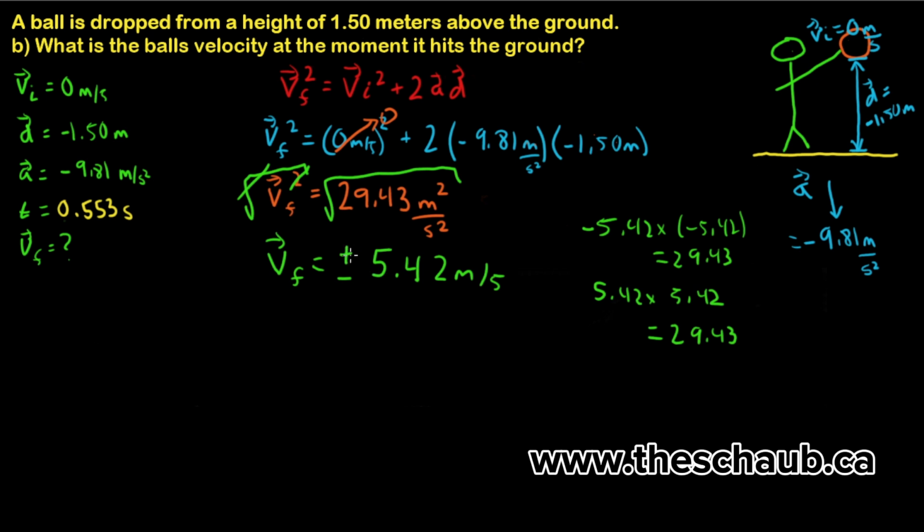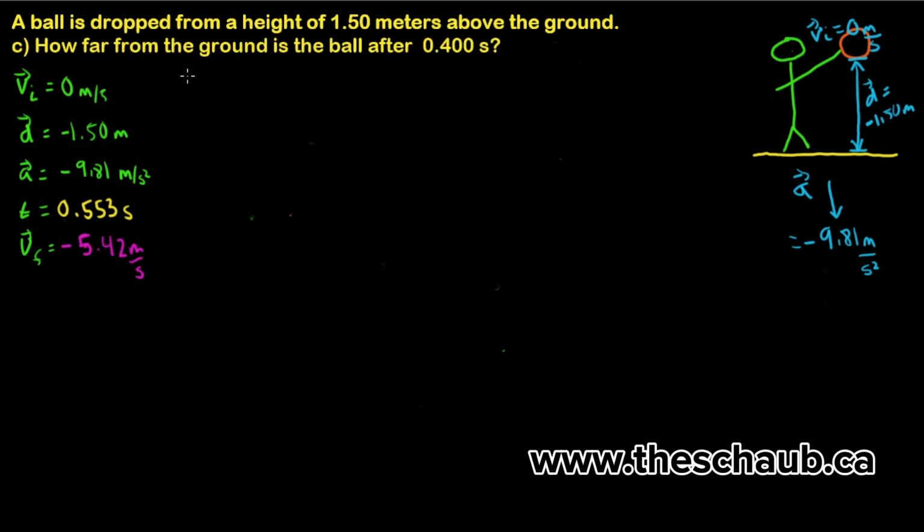When our ball hits the ground, it's going downwards. So we know that our final answer for the Vf is negative 5.42 meters per second. We can add this answer to the side before moving on to part C. So our velocity final when our ball hits the ground is negative 5.42 meters per second. In part C, we're asked how far from the ground is the ball after falling 0.4 seconds.